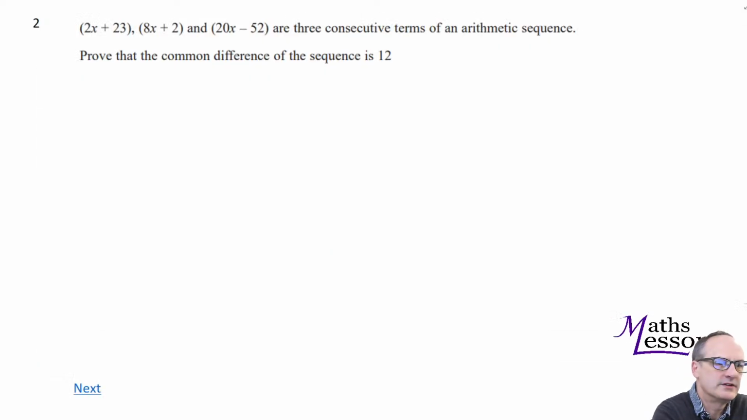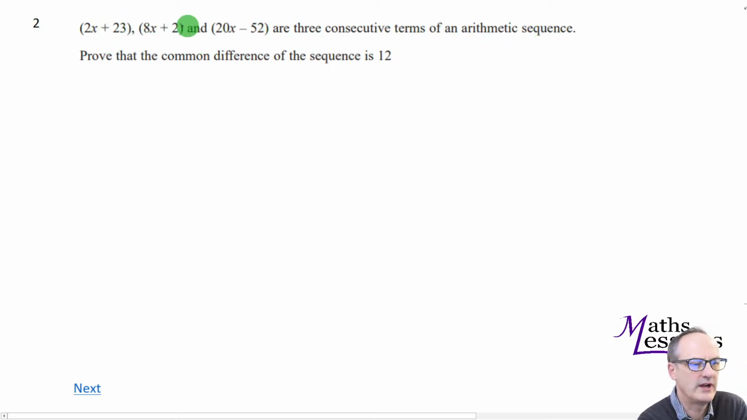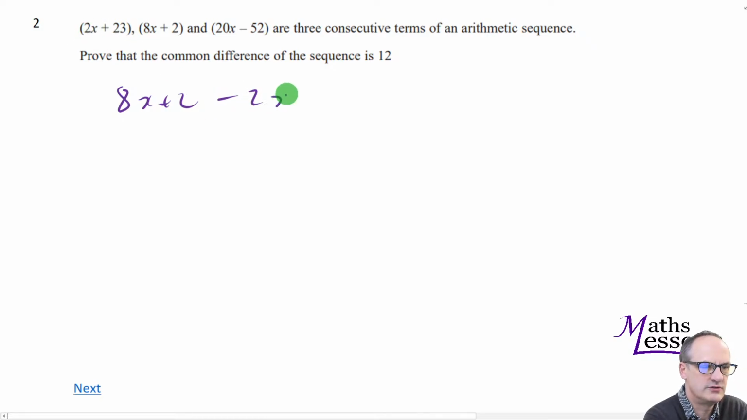So let's have a look at this question. You've got 3 consecutive terms of an arithmetic sequence. As soon as you've seen this, you should be thinking, well, if you don't know what any of them are, you should be taking them away from each other. So what we do is we do 8x plus 2 minus 2x minus 23. So if you take all the 2x plus 23 away, you'll get minus both of those. That will be your common difference between these and these. And that will be equal to your common difference between these two.